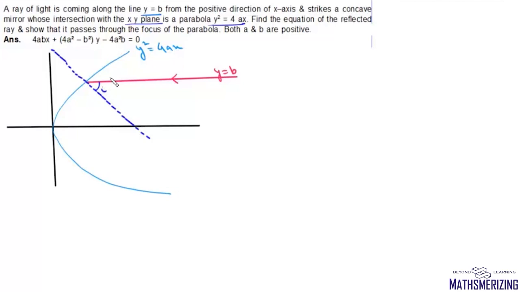So this is angle I. So it will reflect at the same angle I. Now suppose this point is P. We can find the coordinates of this point P. This point P has y coordinate equal to b. Now we'll put y as b, and we'll get x as b square upon 4a. For this point P, we can also write its parameter. We know that P is (at square, 2at). So we can write t as b upon 2a.